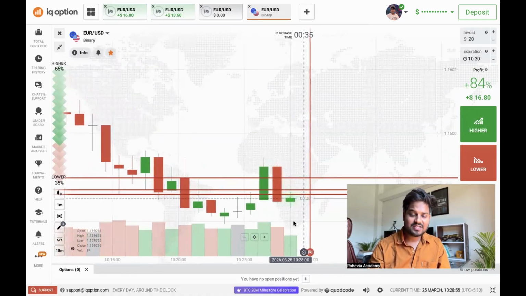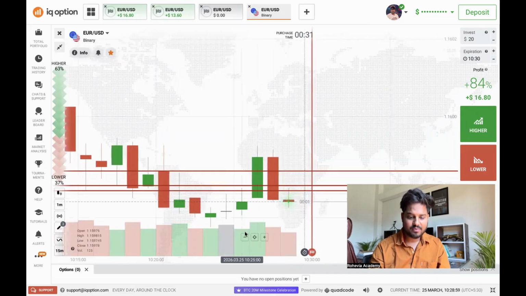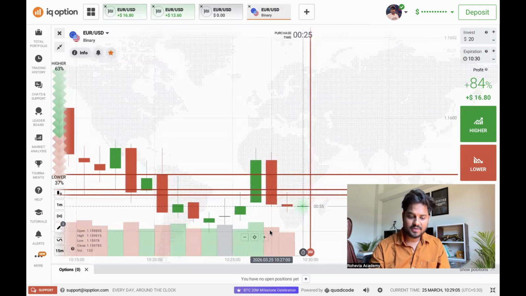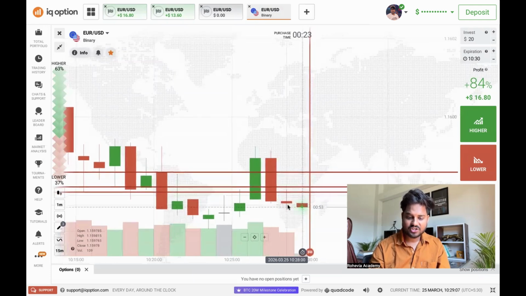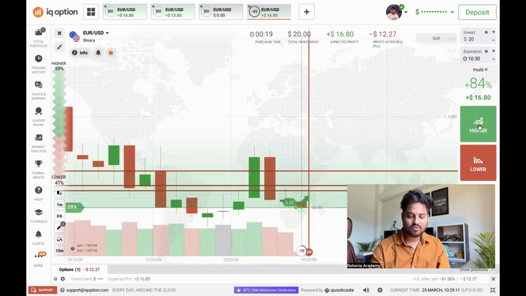Okay, so let's analyze the market here. After the doji candle, I can see two buyers' candles have entered the market. They increased the volume also. Right after that, sellers entered very strongly in the market. They decreased the volume, which means sellers are weak. Right after that, sellers tried again. They are weak. So there is a possibility that buyers can take control over the market here.